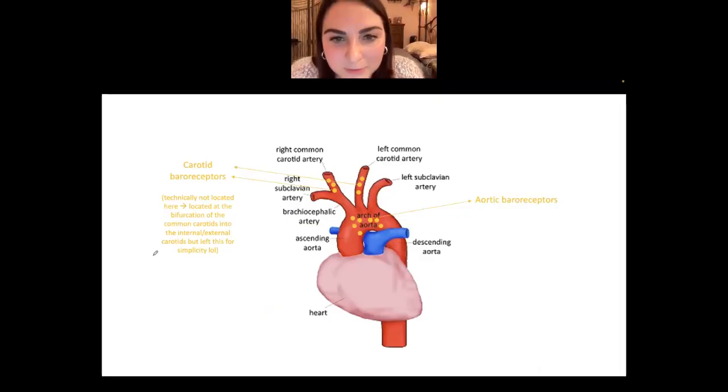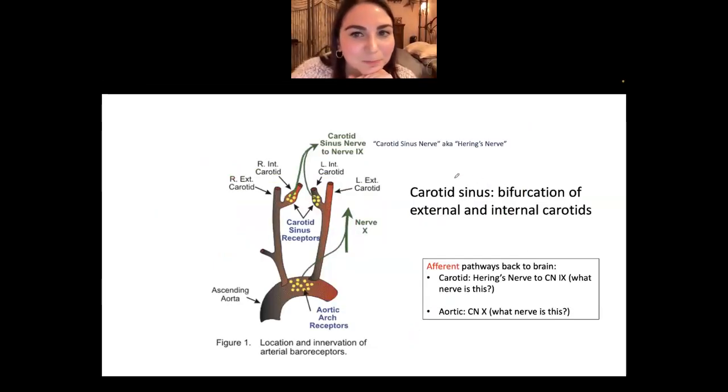So here's a very rough schematic. I even put over here, this is technically not where carotid baroreceptors are located. I just wanted you to see it with one image to get an idea. Technically, they're located where the common carotids bifurcate. So each common carotid is going to bifurcate into external and internal carotids. That's where they're located, but it's the same idea. And then your aortic baroreceptors are located in the arch of the aorta.